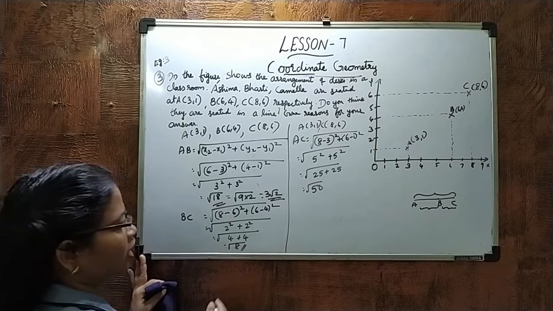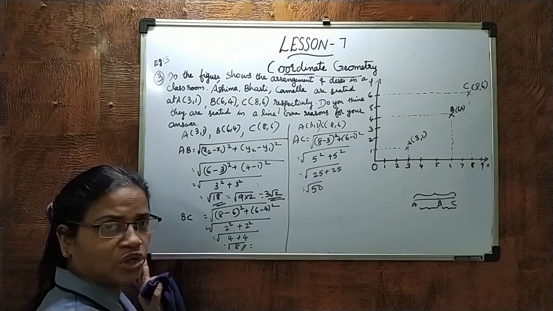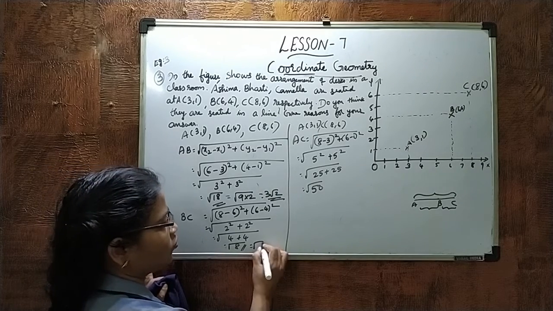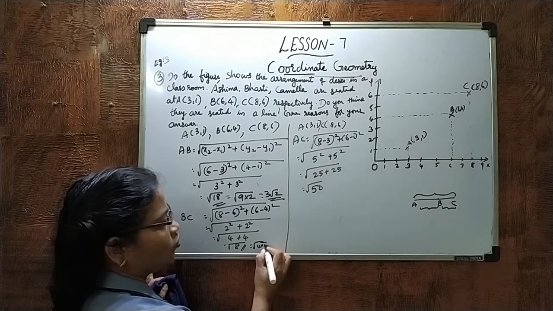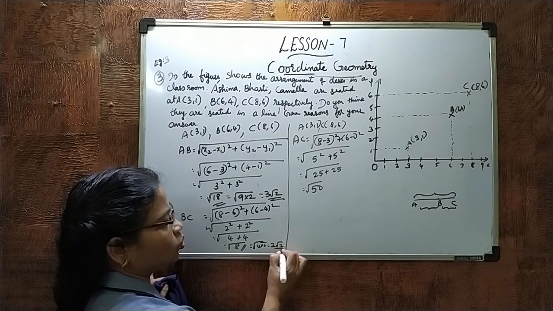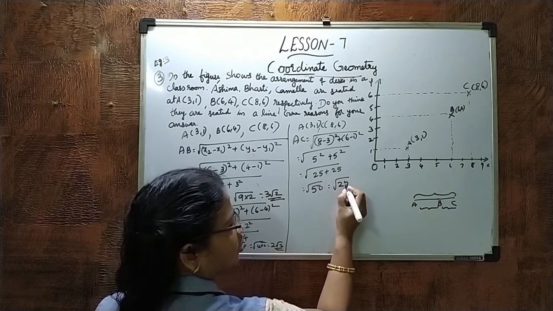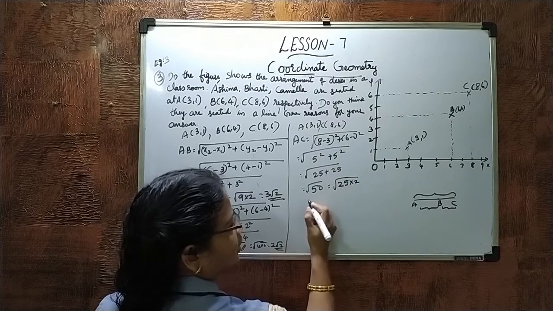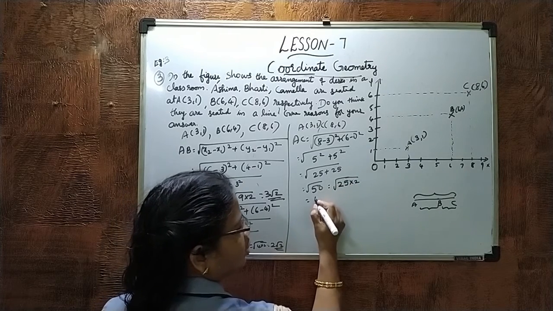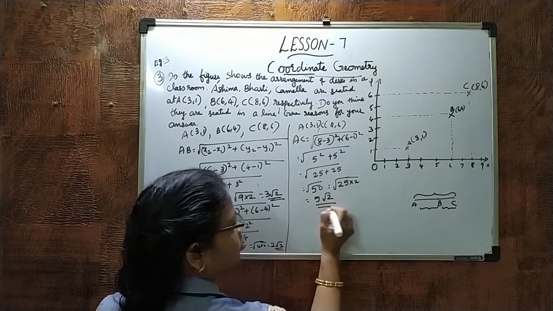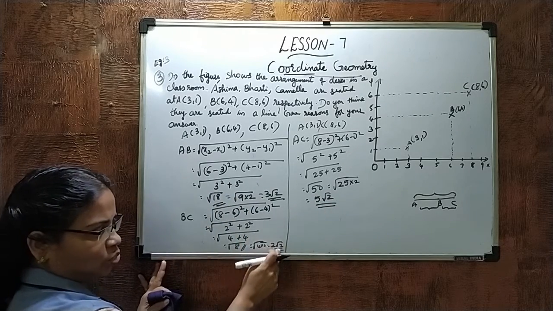Right? What about root 8? Root 8 is root 4 into 2. Root 4 is 2. So 2 root 2. What about root 50? It is root 25 into 2. That means it will be root 25, it is 5 root 2. Just look. 3 root 2, 2 root 2, 5 root 2.